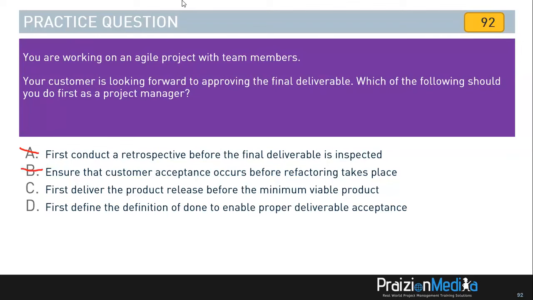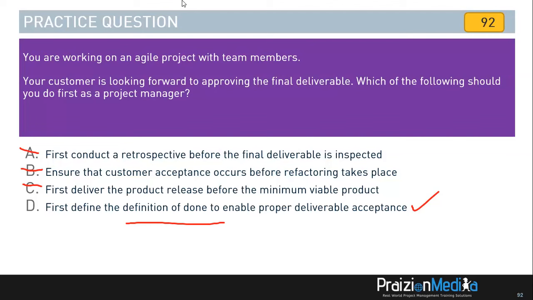C states first deliver the product release before the minimum viable product. It's the other way around. MVP comes first, and then you would release. So it's not C either. The best answer, my friend, is D. First define the definition of done to enable proper deliverable acceptance. When we define the definition of done, it's a set of things that must be complete before the final deliverable, or your increment, if you will, is deemed acceptable. So the answer is D.